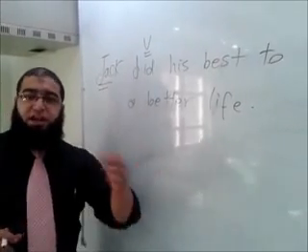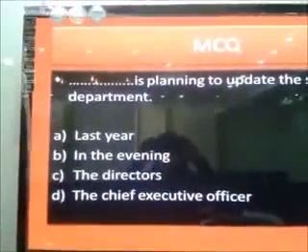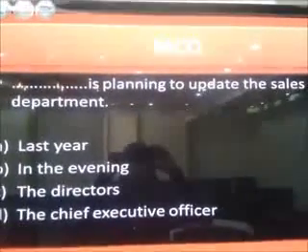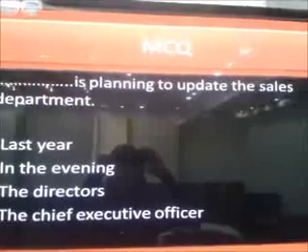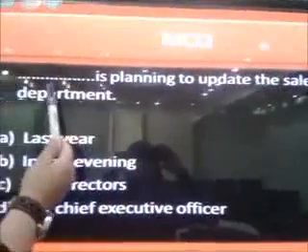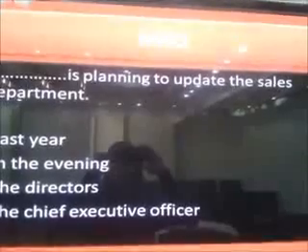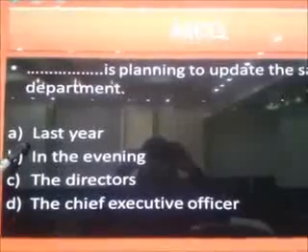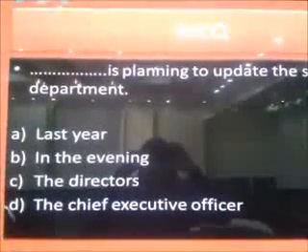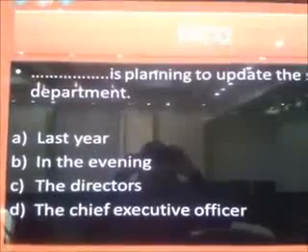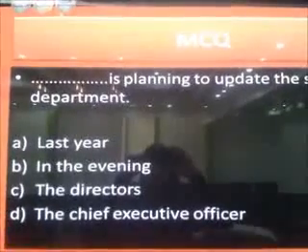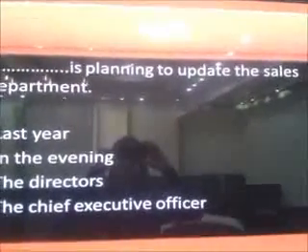Now let's move to the slides and see some more examples. Now look at this. This is an MCQ question here, but also it is related to this skill. Now, we've got a gap here: is planning to update the sales department. And then we have 4 choices. We've got last year, we've got in the evening, and we have the directors, and then we have the chief executive officer. Now I've got 4 choices here. Is planning to update the sales department.